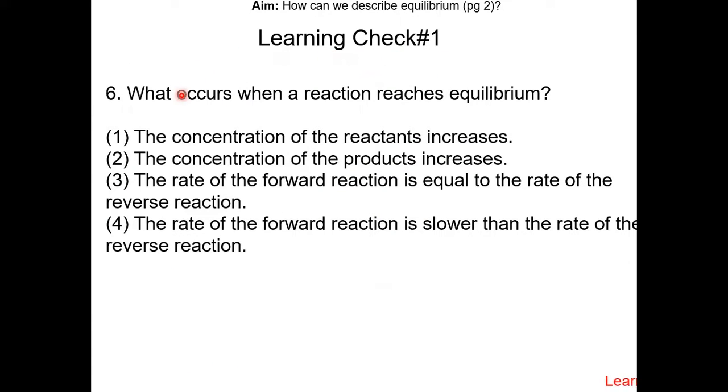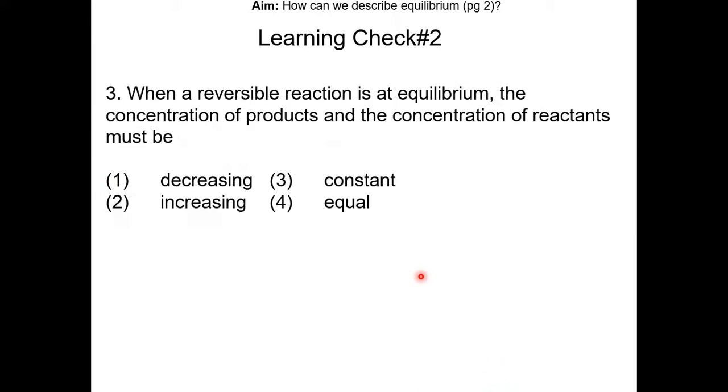Learning check number 1. What occurs when a reaction reaches equilibrium? Pause the video and resume as completed. The answer is choice 3. The rate of the forward reaction is equal to the rate of the reverse reaction.